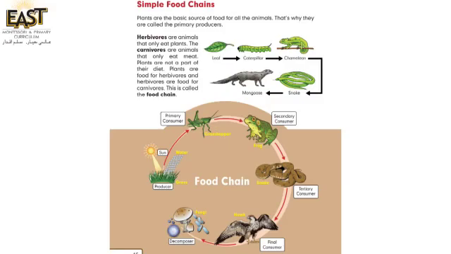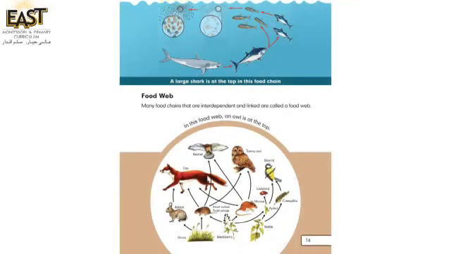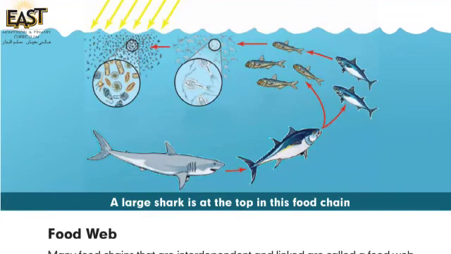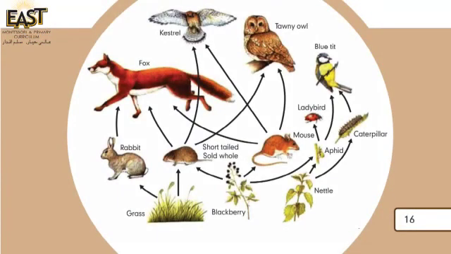Then on page number 16 we have the food web. Who eats whom? So look up. A shark eats a smaller fish like tuna, and tuna eats even smaller fish, and those small fish eat tiny insects. And then we have the food web at the end, where grass is eaten by rabbit, and rabbit is eaten by fox, and grass is eaten by small mouse, and mouse is eaten by owl.